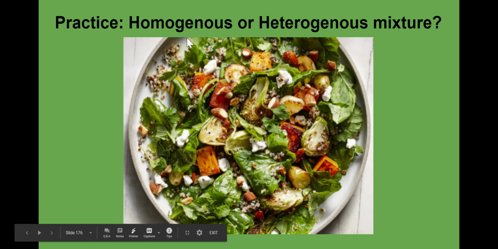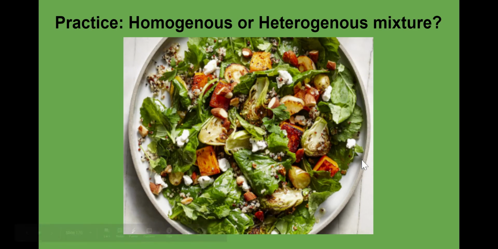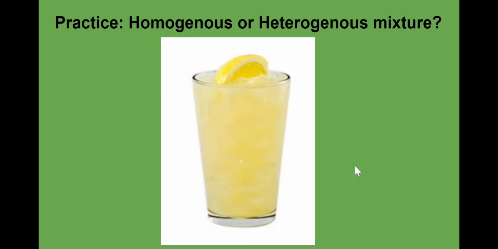So let's practice a little bit. Looking at this, we have a salad. What kind of mixture would this be? If you said heterogeneous, you are correct. Here we have a glass of lemonade. Yes, we can see the lemon, but if we're looking at the whole picture, can you see lemonade, water, sugar? No. So that would make it a homogeneous mixture.